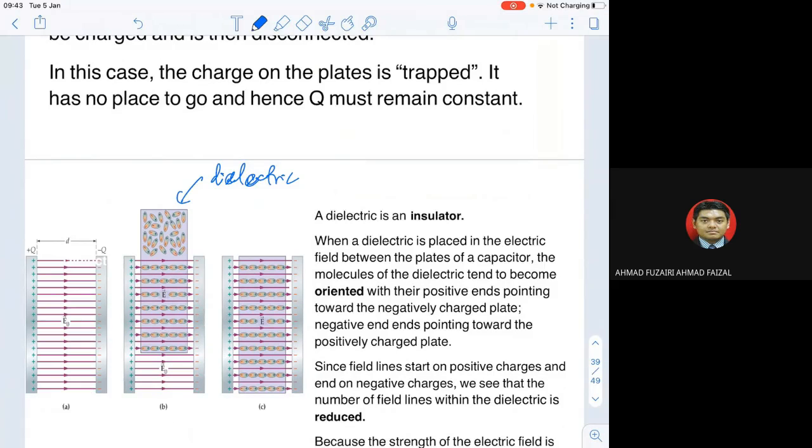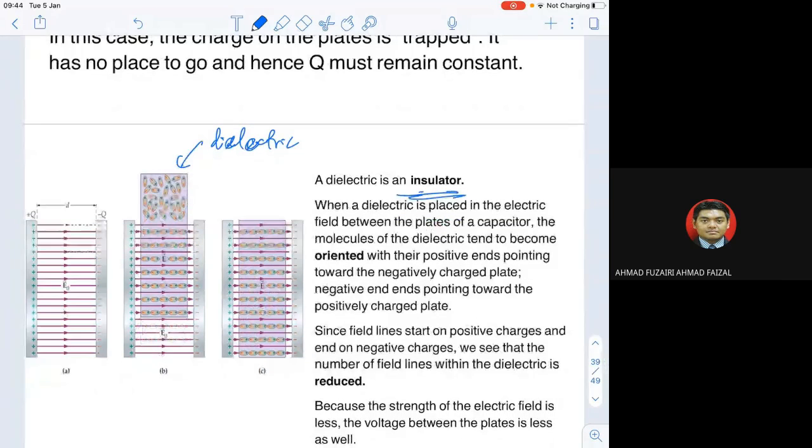What is a dielectric? A dielectric is an insulator. We know that insulators contain electrons, but the electrons don't move freely. When a dielectric is placed in the electric field between the plates of a capacitor, the molecules of the dielectric tend to become oriented. So this is the original insulator. Look at how disordered the arrangement of the atoms is.